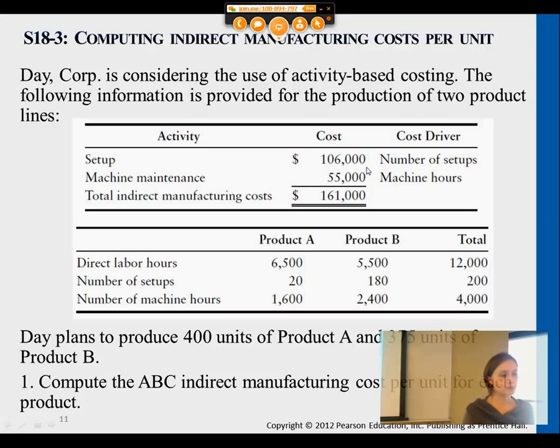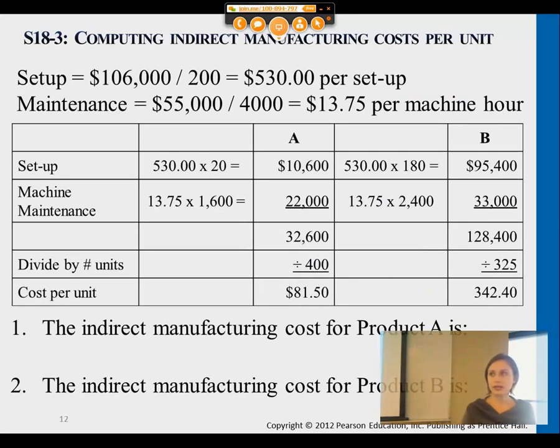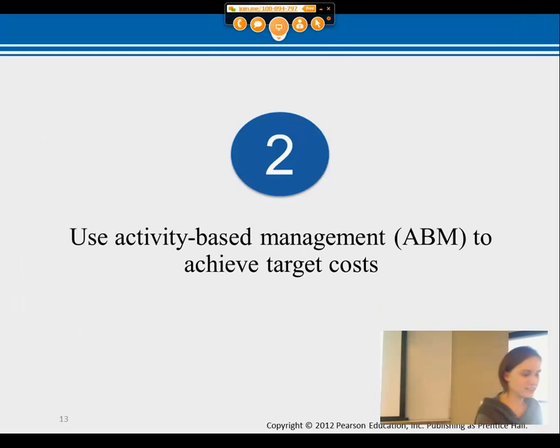So if my setup costed me in total 106,000 and I produced 200 units, I'm going to take the total and divide by the number of units in total, right? And then I'm going to have this rate for that particular activity for 1 unit. Okay? And then you multiply it by product A and product B. And then I can take that rate and do whatever calculations I need to do for product A and whatever I need to do for product B. Okay, any other questions? Okay, so let's look at the second one.